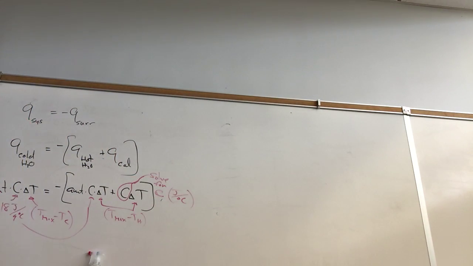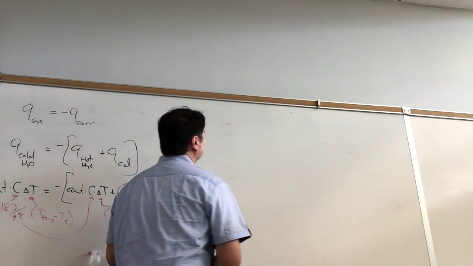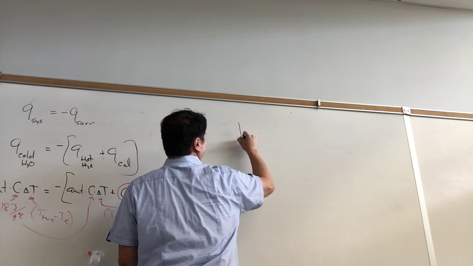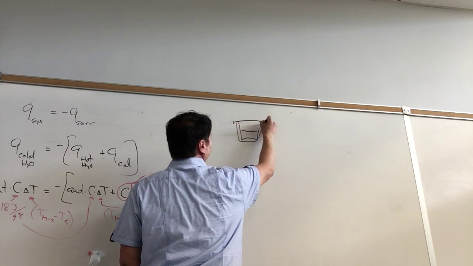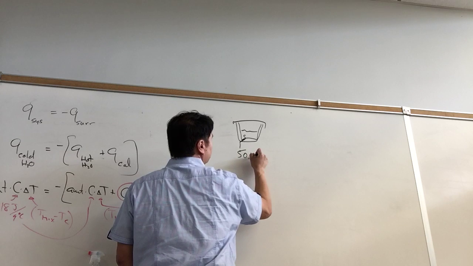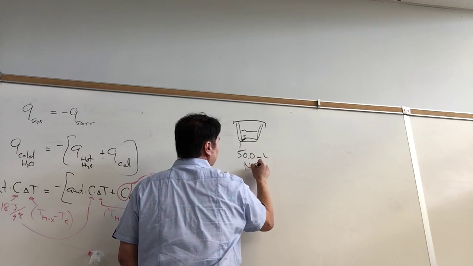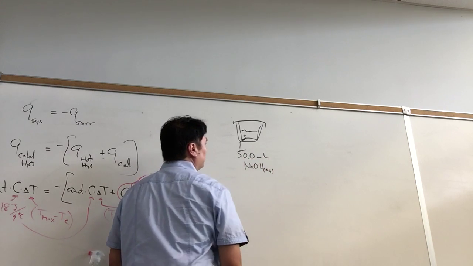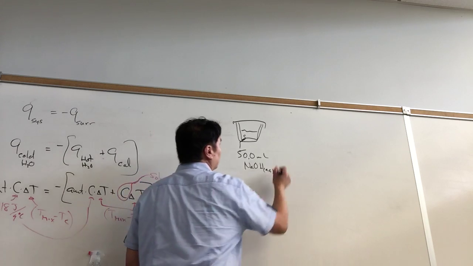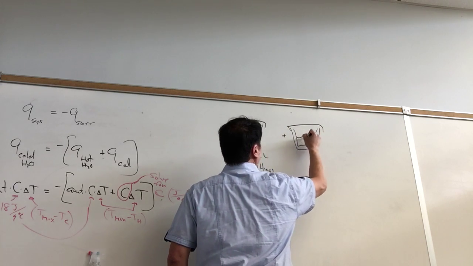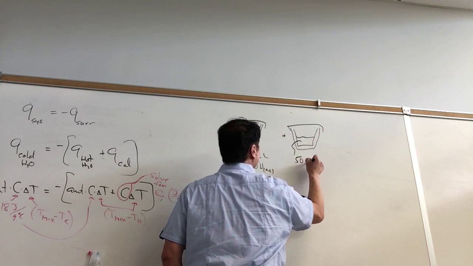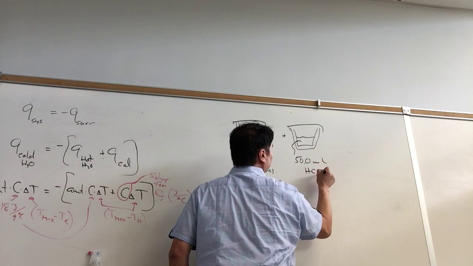All right, the next thing is, once we have that done, we're going to run some other experiments. And so the next experiment is going to be quite a bit different. In this experiment, we're going to put 50.0 milliliters of sodium hydroxide, AQ, plus 50.0 milliliters of HCl-AQ.